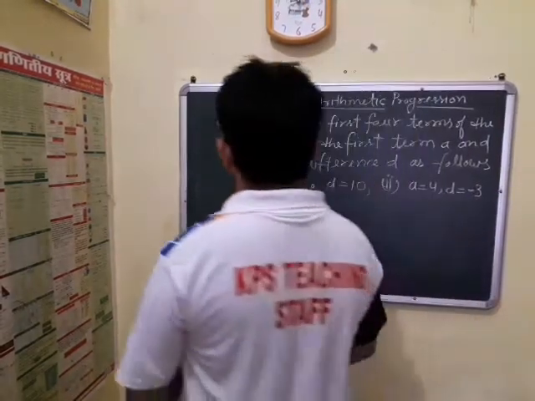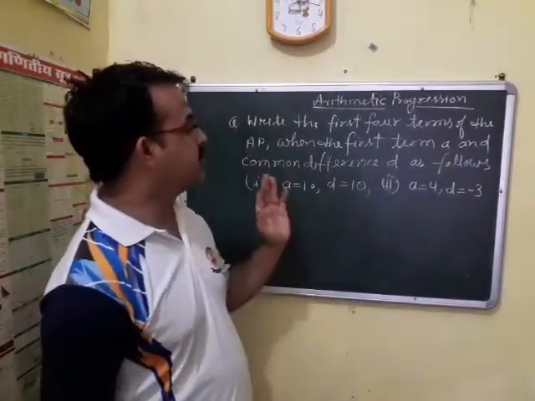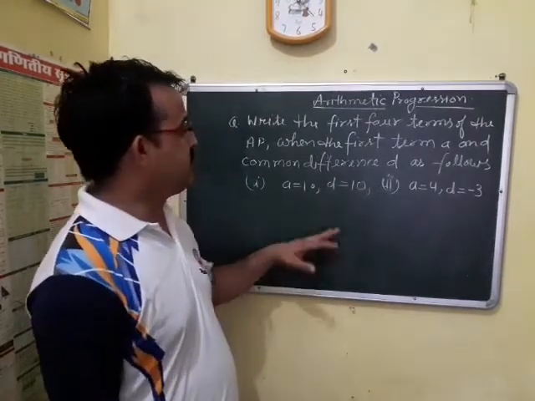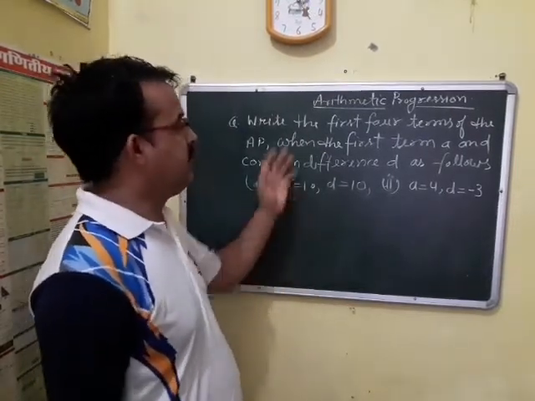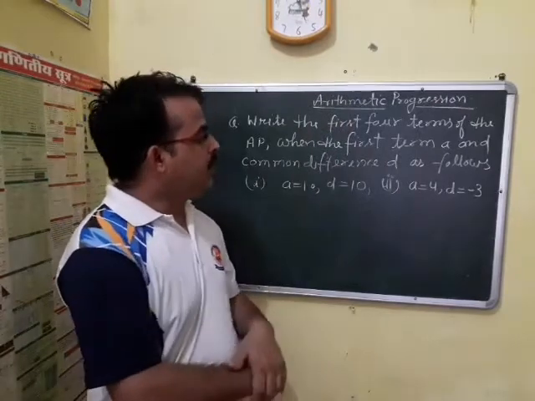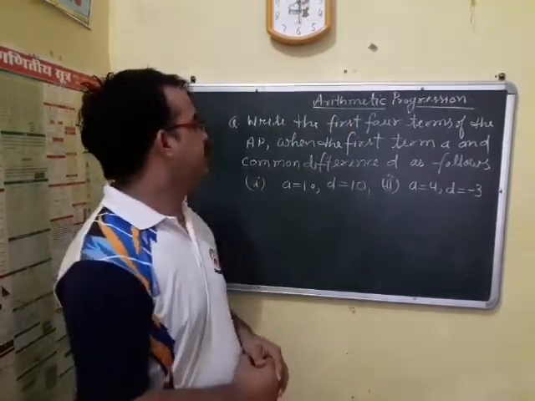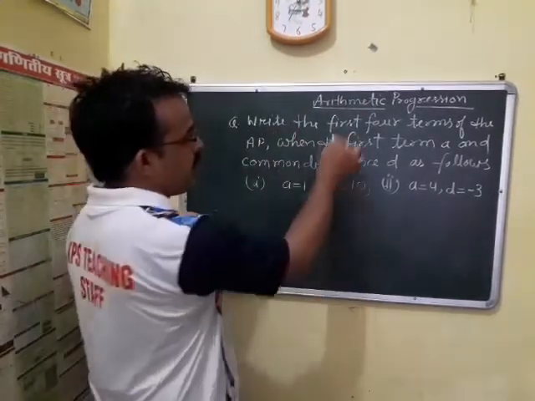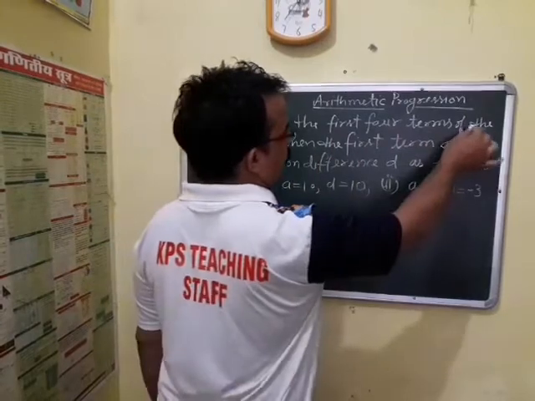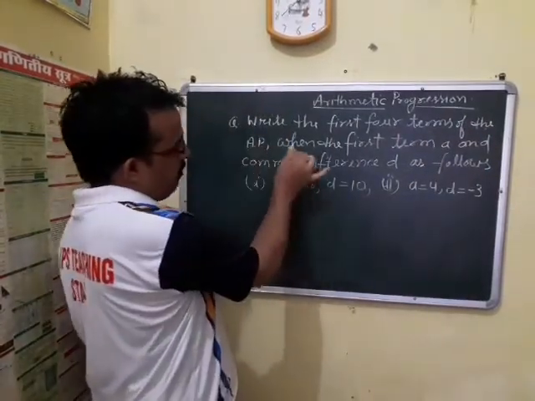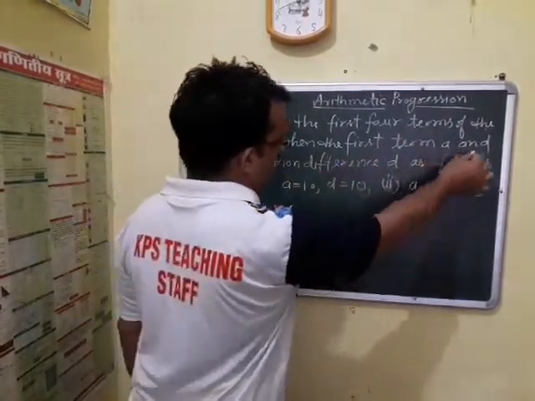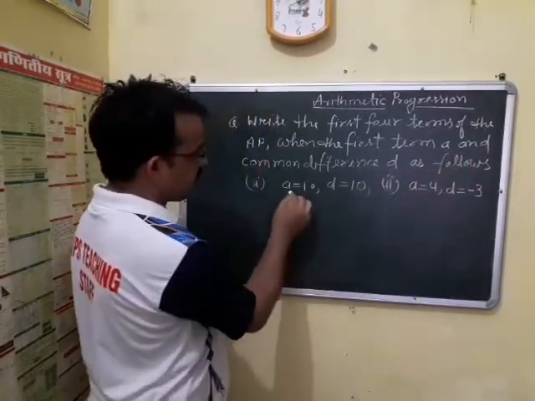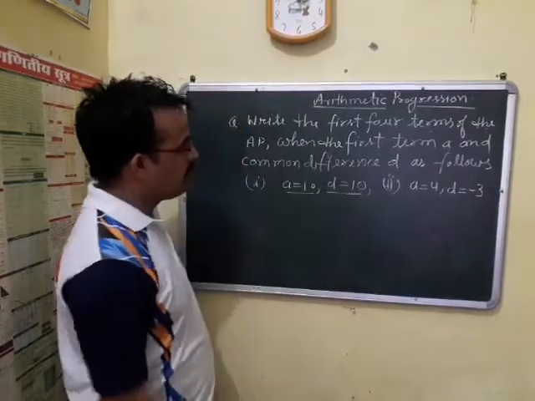Now, we already discussed in the previous class different formulas and different terms of the arithmetic progressions. Today we solve the questions of this exercise. Write the first four terms of the AP, when the first term A and the common difference D are as follows. A is 10 and D is 10.